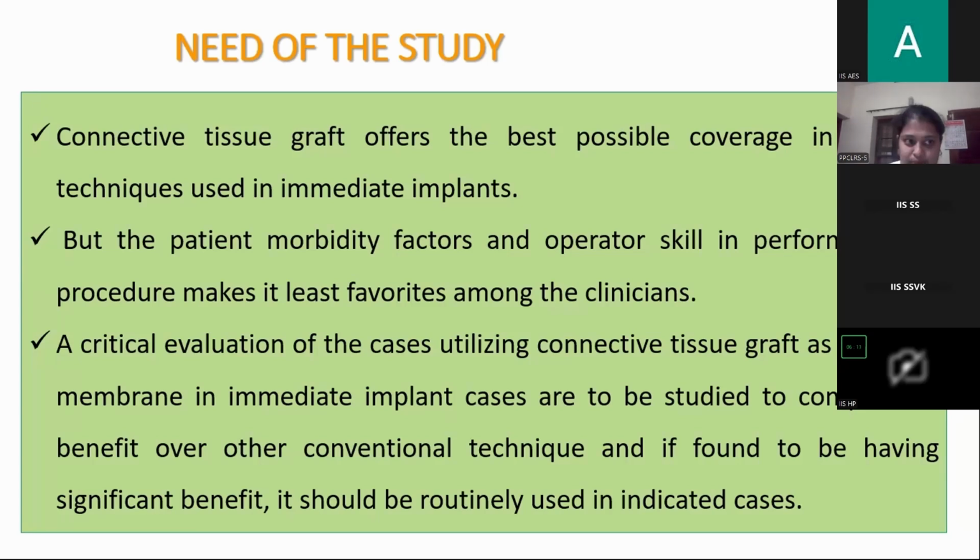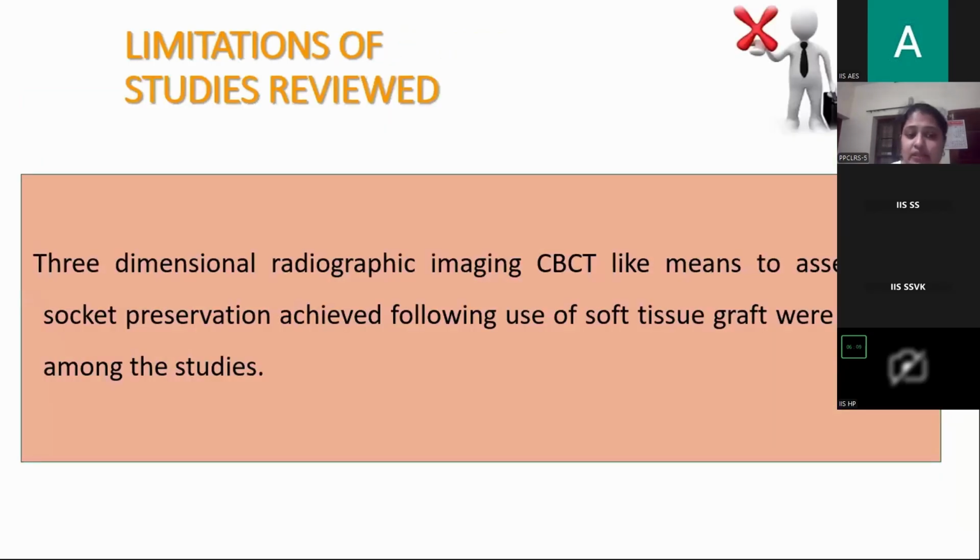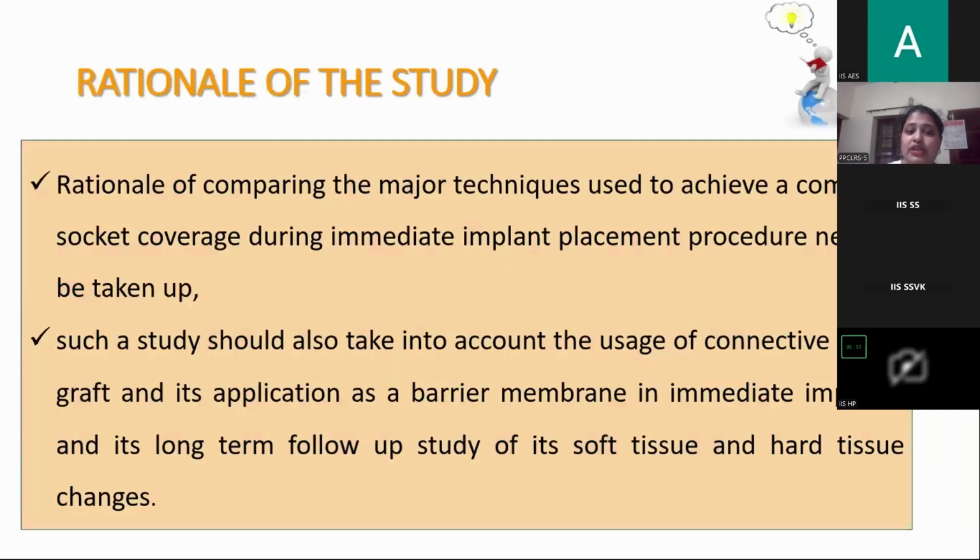So based on the various review articles we reviewed, three-dimensional radiographic imaging, like CBCT, was lacking in the review articles we had reviewed. So a rationale for the original study has been put forward for comparing the major techniques used to achieve socket preservation during immediate implant procedures. Such a study should also take into account the use of connective tissue graft and its application as a barrier membrane in immediate implants and a long-term follow-up study of its soft tissue and hard tissue changes.